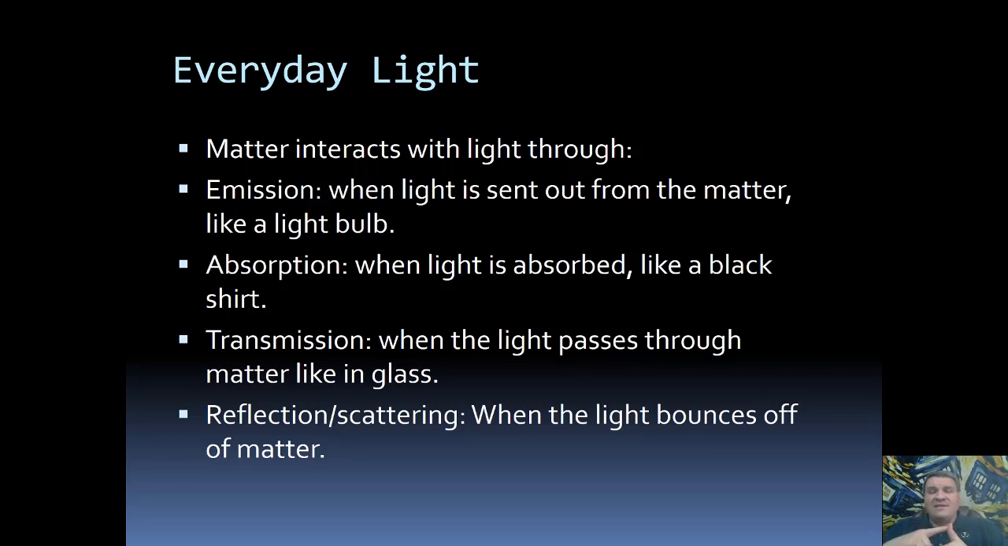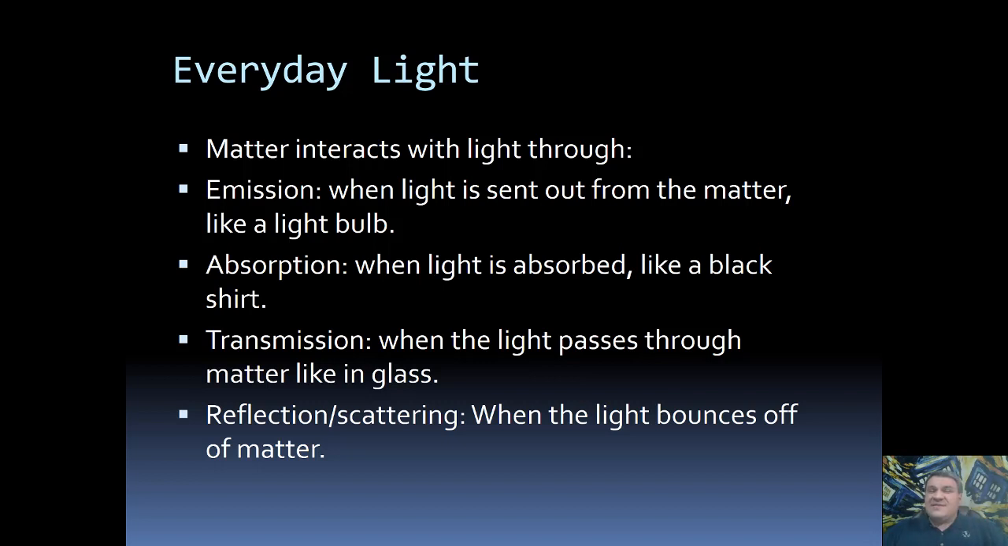Now, matter interacts with light in 4 different ways. Matter can emit, meaning give off light. Matter can absorb, meaning take in light. It can transmit, meaning allows the light to pass through. And it can reflect and scatter light. This is where the light bounces off.